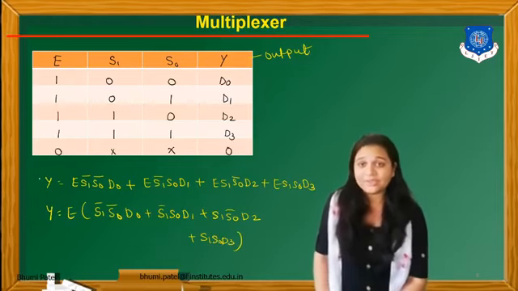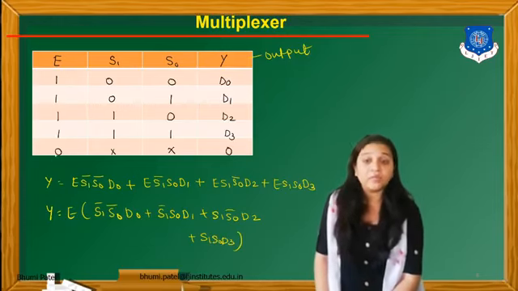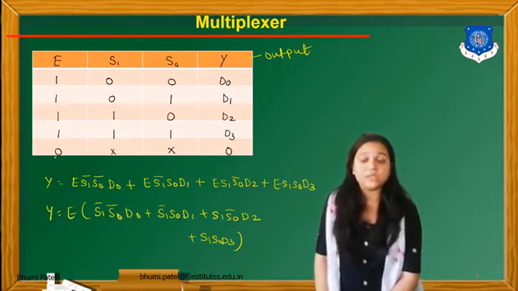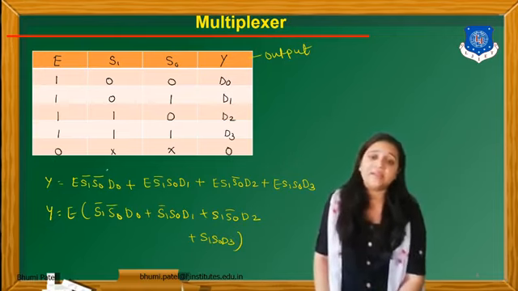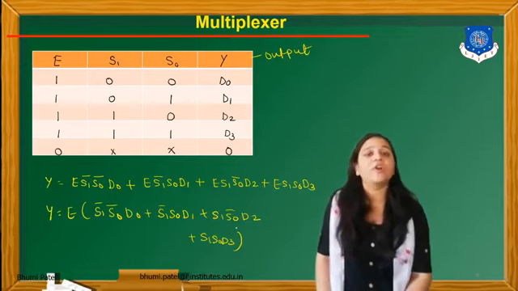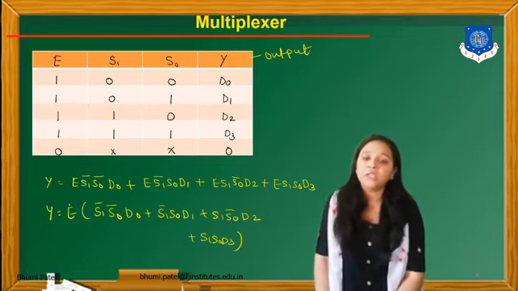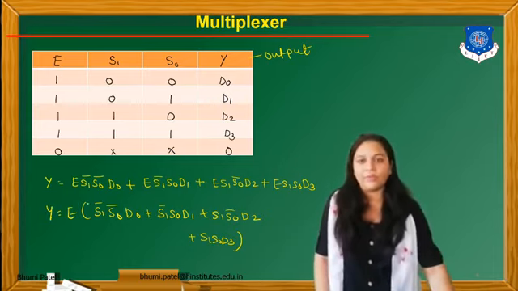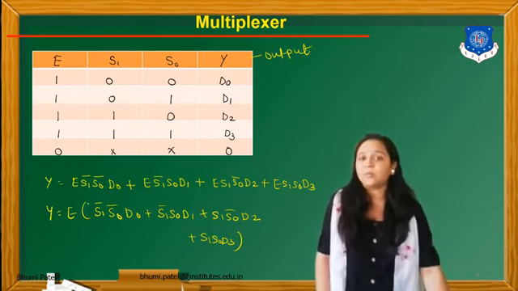Now here you can see the fifth condition: if enable is 0, meaning the enable pin is low, then whatever the selection lines are, we cannot get the output. So the must condition for the multiplexer is that the enable must be high for this particular system. Okay, so this is the equation for the multiplexer.